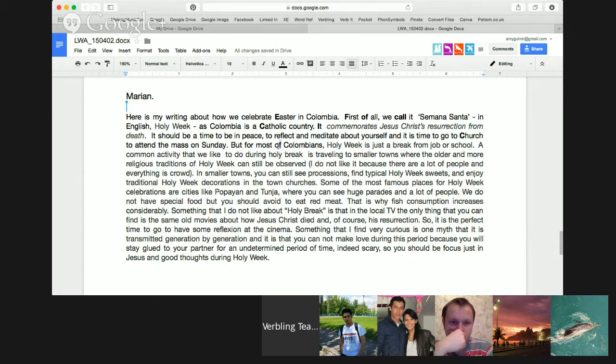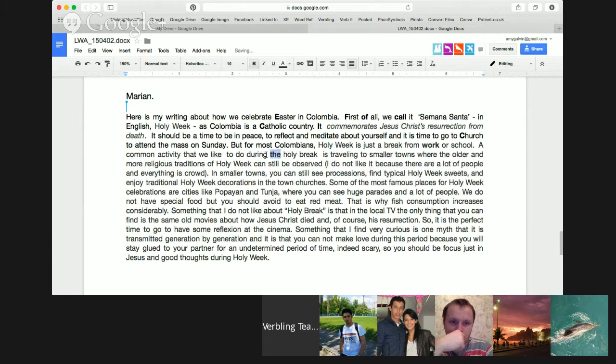But for most, we don't need to say of. For most Colombians, Holy Week is just a break from work. A break from work, or school. A common activity that we like to do during the Holy Break is traveling to smaller towns where the older and more religious traditions of Holy Week can still be observed.